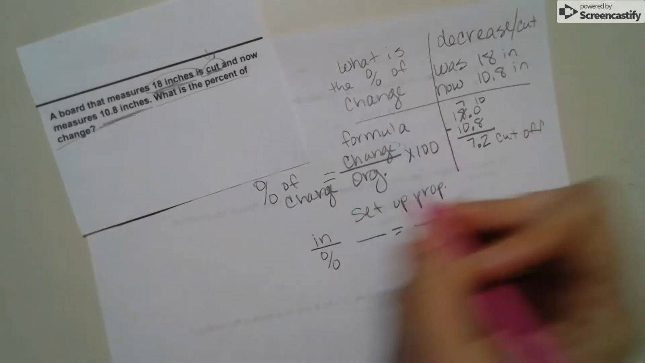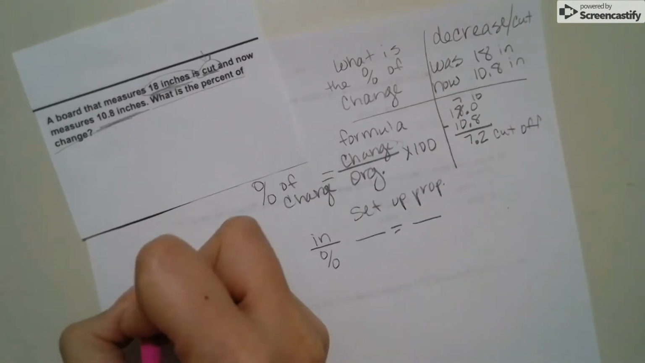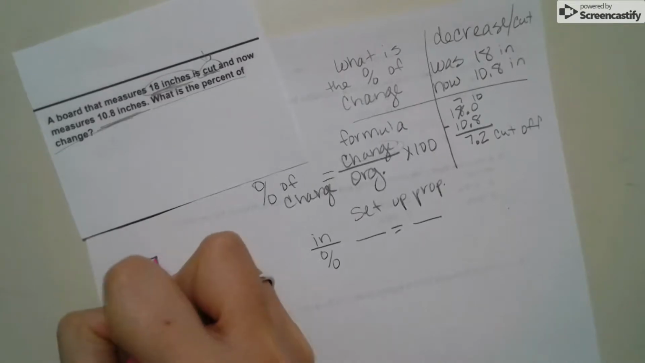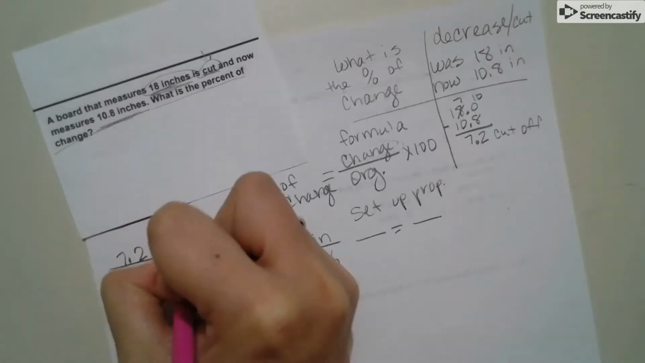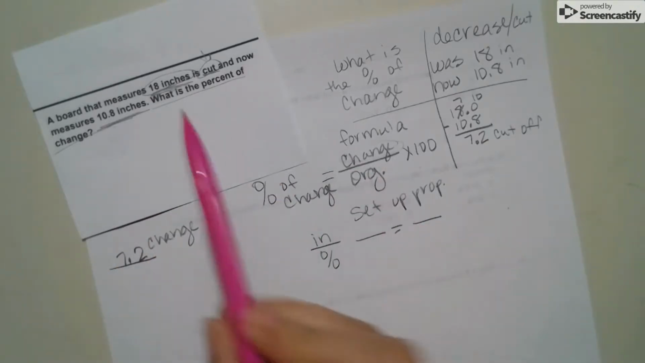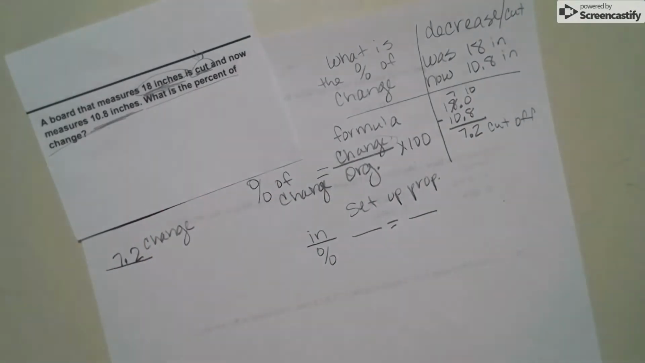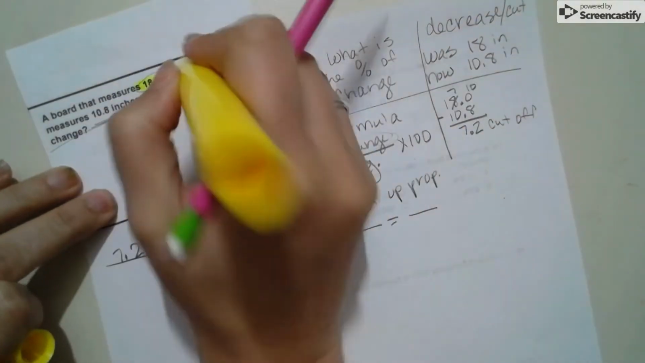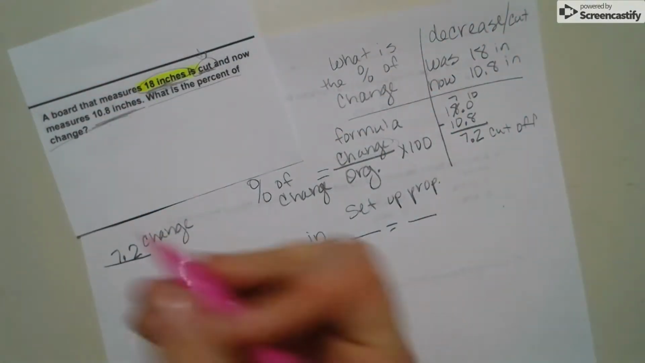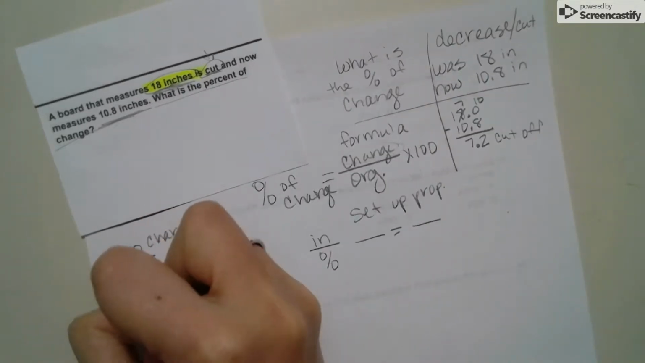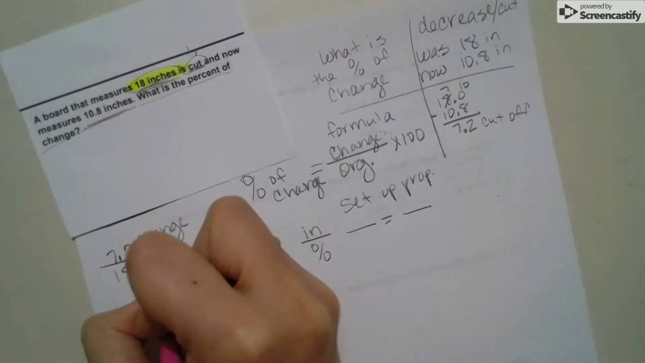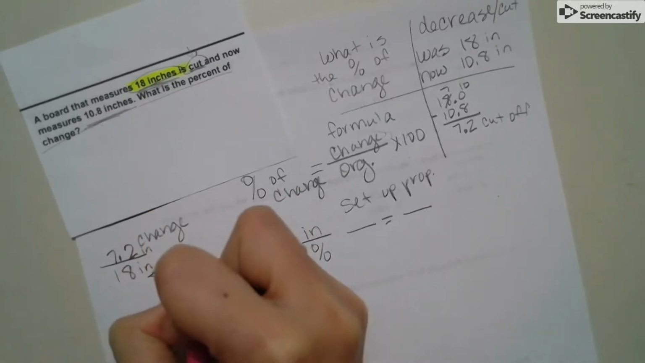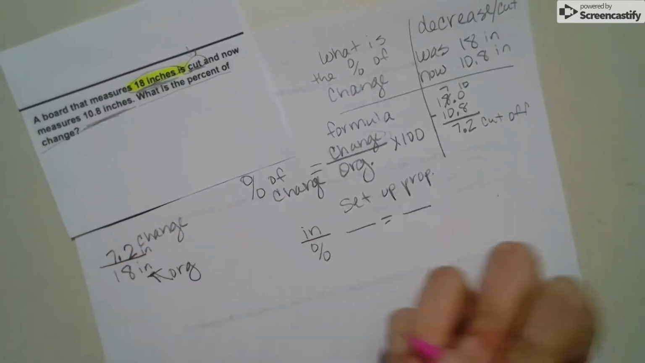So if I'm going to use the formula, I'm going to do the formula first. If I use the formula, the amount of change is 7.2. This is the change. Well, the original amount is what the board was before I did anything to it. So what number is that? Well, that's that 18 inches right there. So the board was 18 inches. That is my original. So I cut off 7.2 inches. My original is 18 inches. This is the original number. That's a sad arrow.